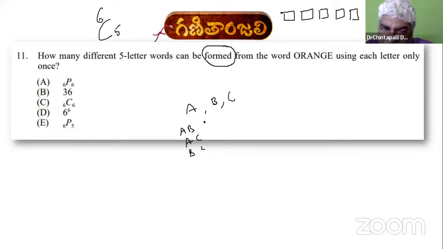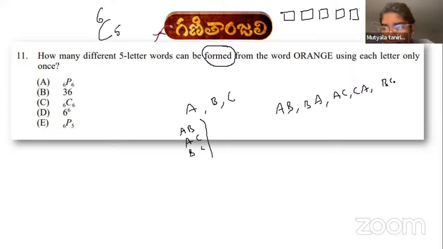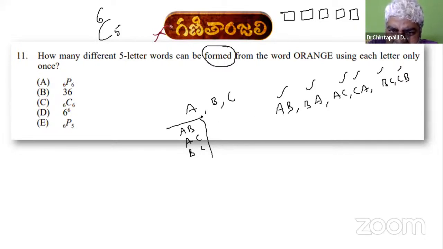After selecting those 2 letters, you are asked to write a word. That means AB is a word, BA is a word, and AC is a word, CA is a word, BC is a word, CB is a word. How many are there? 6. Now, selection: there are 3 ways to select, and 6 ways to arrange them.